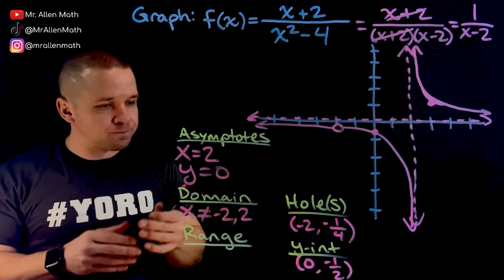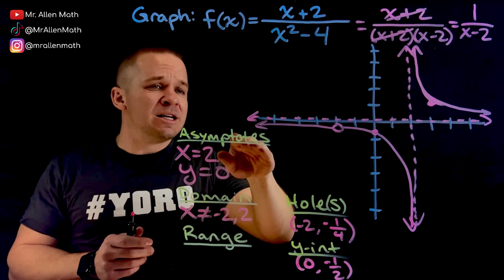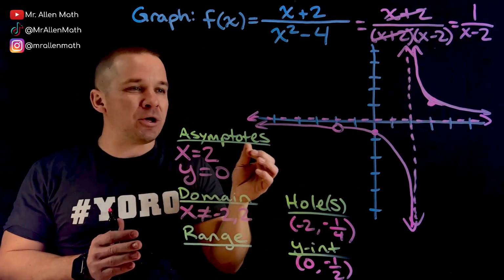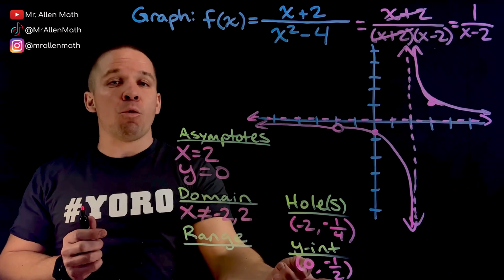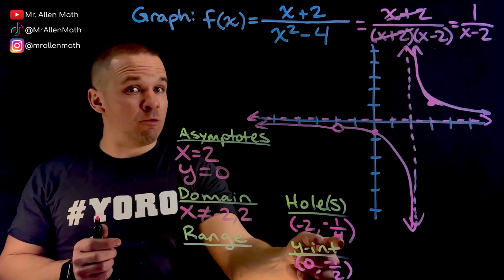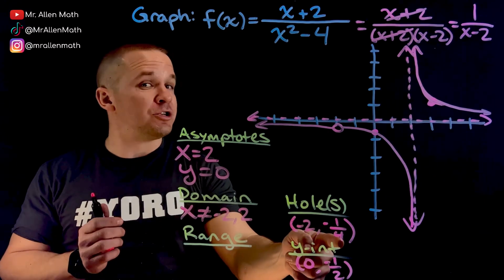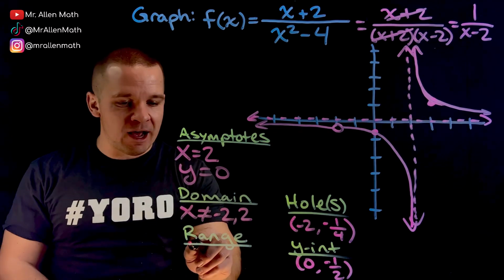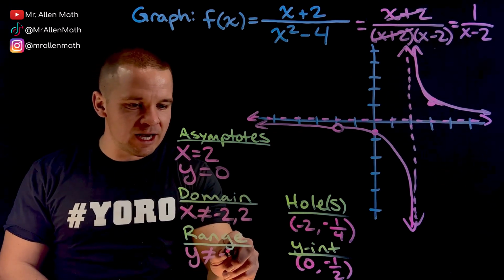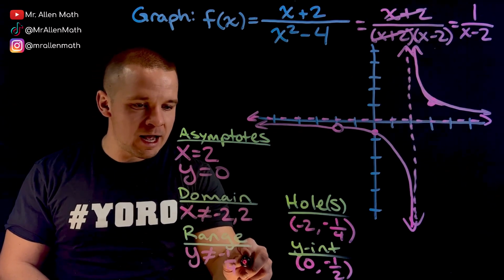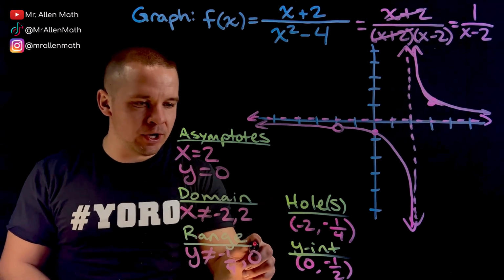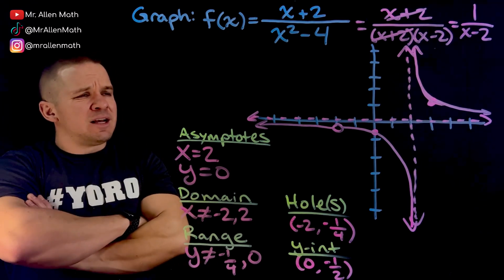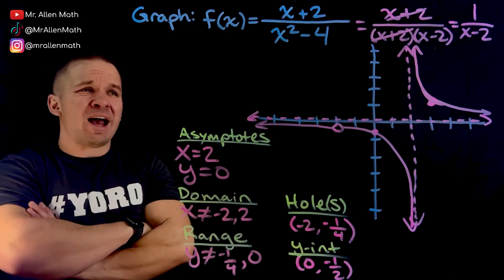How about range? Well, range is a little different. Definitely got to remove that y equals 0, right? So y is not going to equal 0, but there's another one as well. My y coordinate from the removable discontinuity, which is the hole, which is -1/4. I also cannot equal -1/4. So I'm going to have y does not equal negative 1/4 and 0 as well. Boom. Got our domain. We got our range. That's pretty awesome.